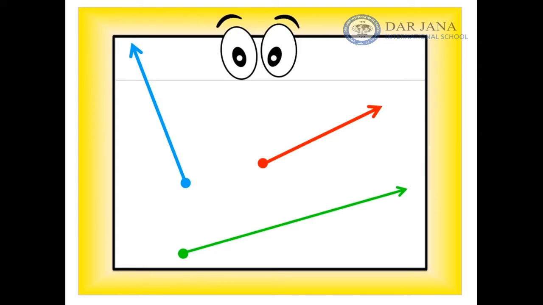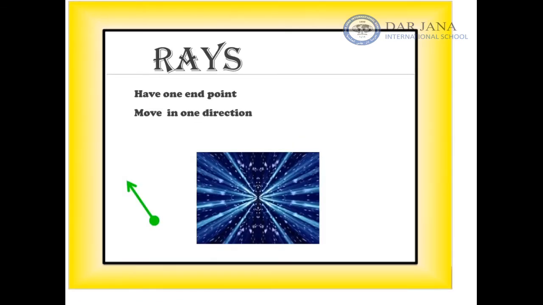If you notice, in each drawing it stops from one side and continues from the other side. So in math, a part of a line that stops from one side and continues from the other side has a name. It's called a ray. Rays have one end point, and move in one direction. So they have only one arrow and one end point.